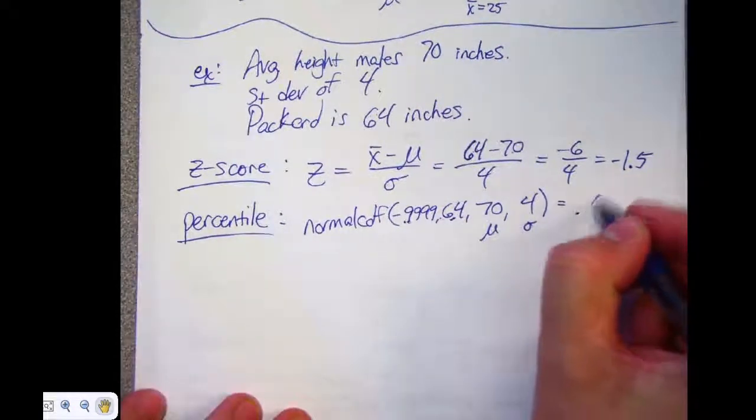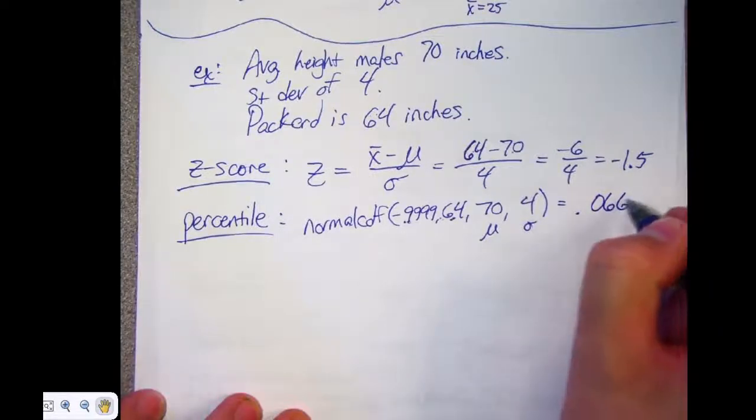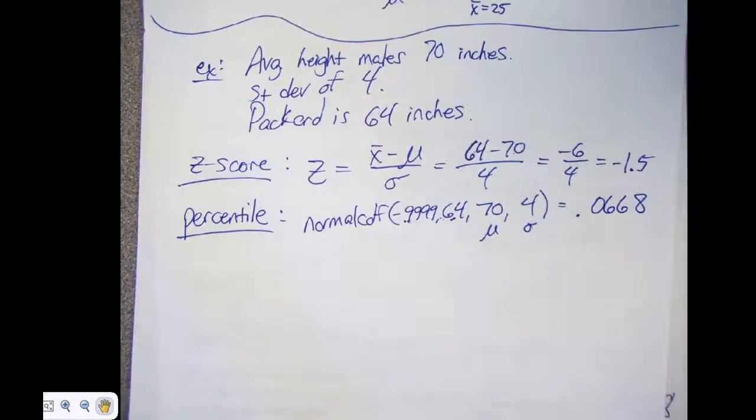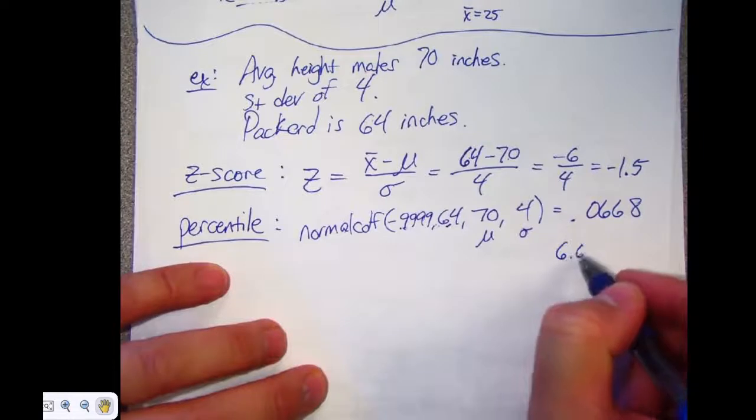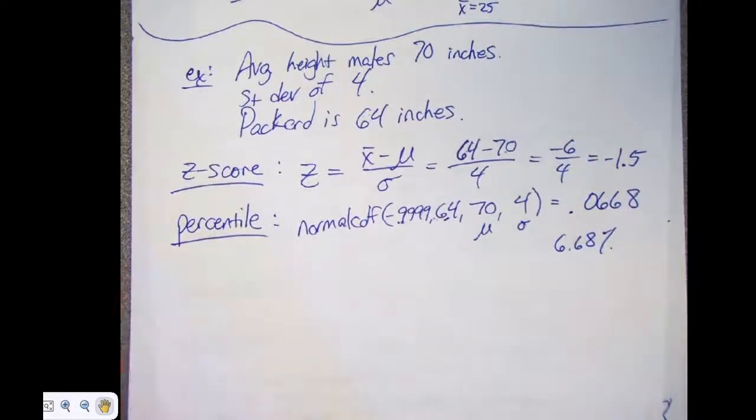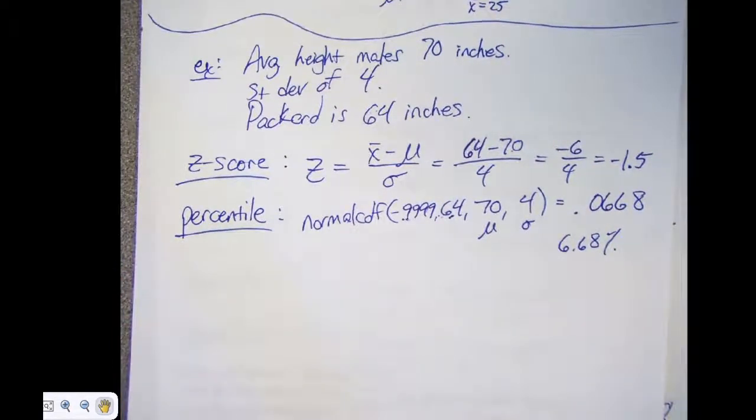Go ahead and type it in. You should get 0.0668. Make sure you're getting what I got. If you have an issue, let me know. Calculator issue, math issue, understanding what's going on issue.